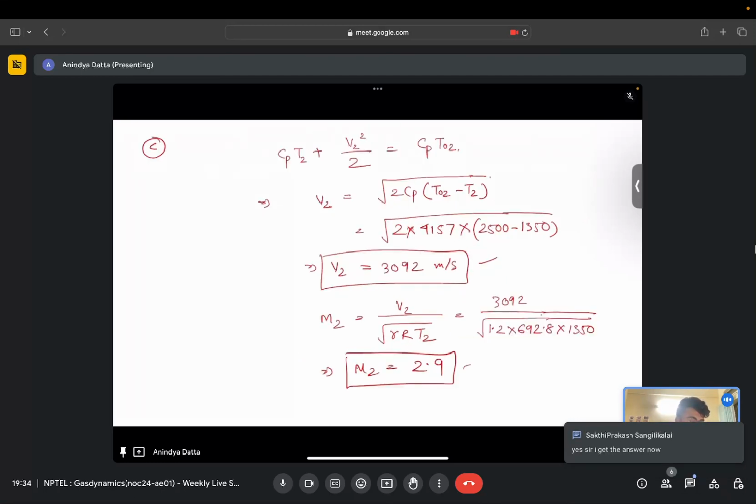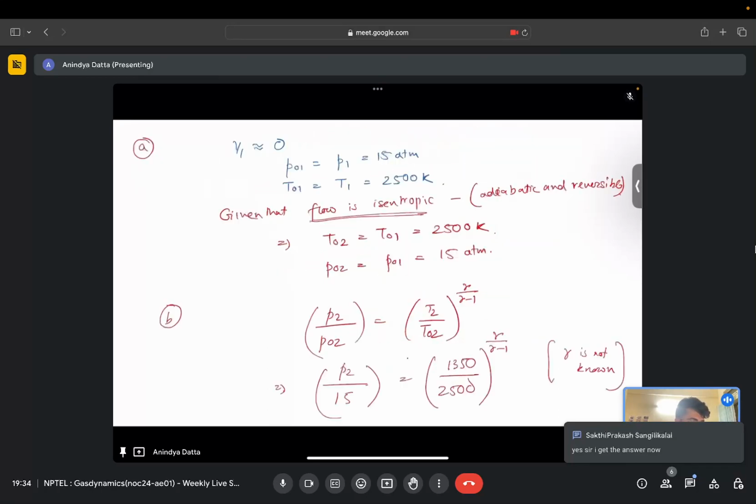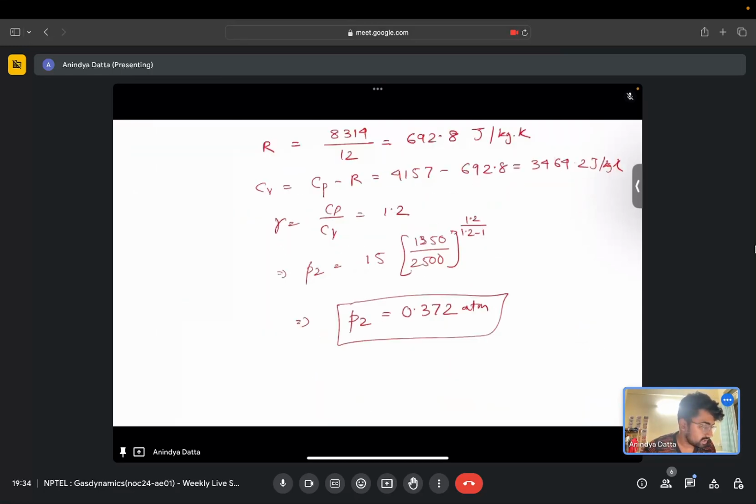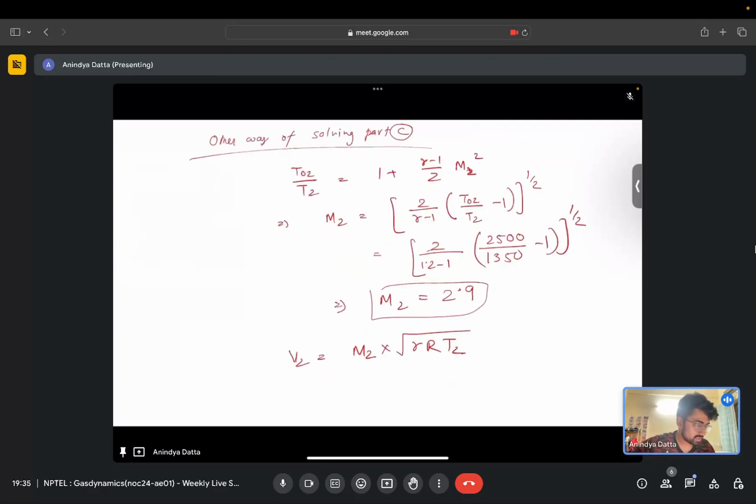This problem is slightly tricky because it is not air, so the working fluid has different values of R and Cp. You just need to be careful if you get this kind of problem in the exam. Any questions? If not, let's move on to the next question.